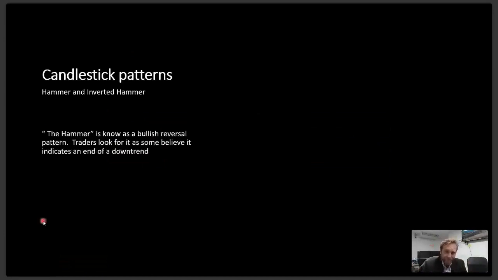Now, the hammer is known as a bullish reversal pattern. Basically, traders look for it, as some believe it indicates the end of a potential downtrend. So people are looking for this pattern when an asset is on a steep decline, because the idea is that if they find this pattern, it potentially means the market is getting ready to change direction and start moving up again.